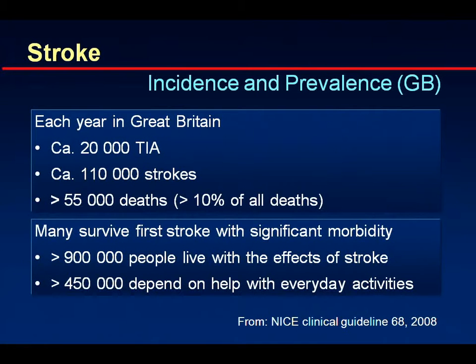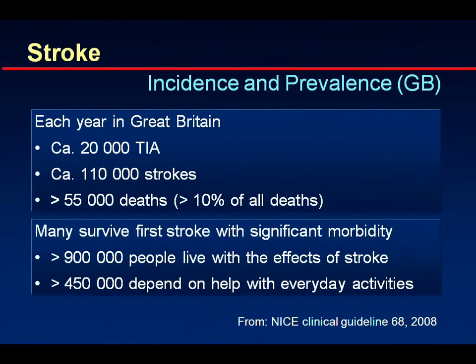If you look at the incidence and prevalence of stroke in Great Britain, in England, there are about 20,000 transient ischemic attacks per year in Britain, and about 110,000 strokes. And half of these people die. So it's a real major health issue. Of all deaths in England, more than 10% are due to stroke.